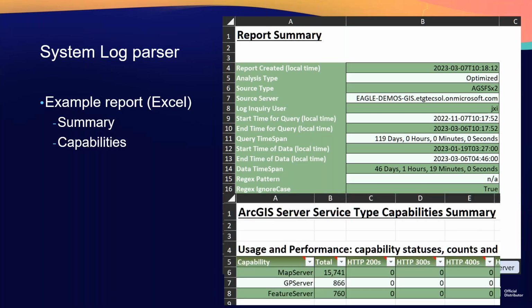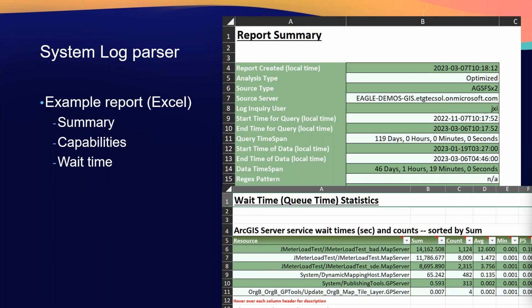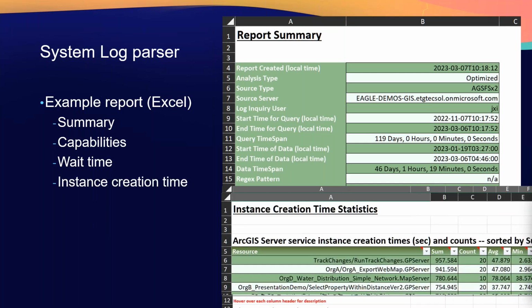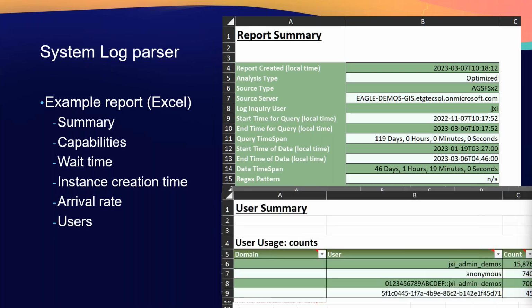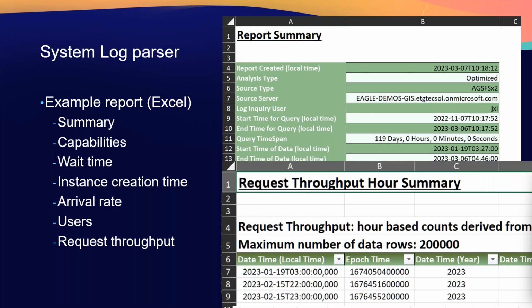We also have other capabilities. Again, I'm just showing a minor part of the worksheets that you see in here. Wait time. We can look at the instance creation time. We can look at the arrival rate for these. Users, what we had in terms of users that were using the system, and finally request throughput. So all these things are collected from the logs, and these are details about the current environment, how it did perform.